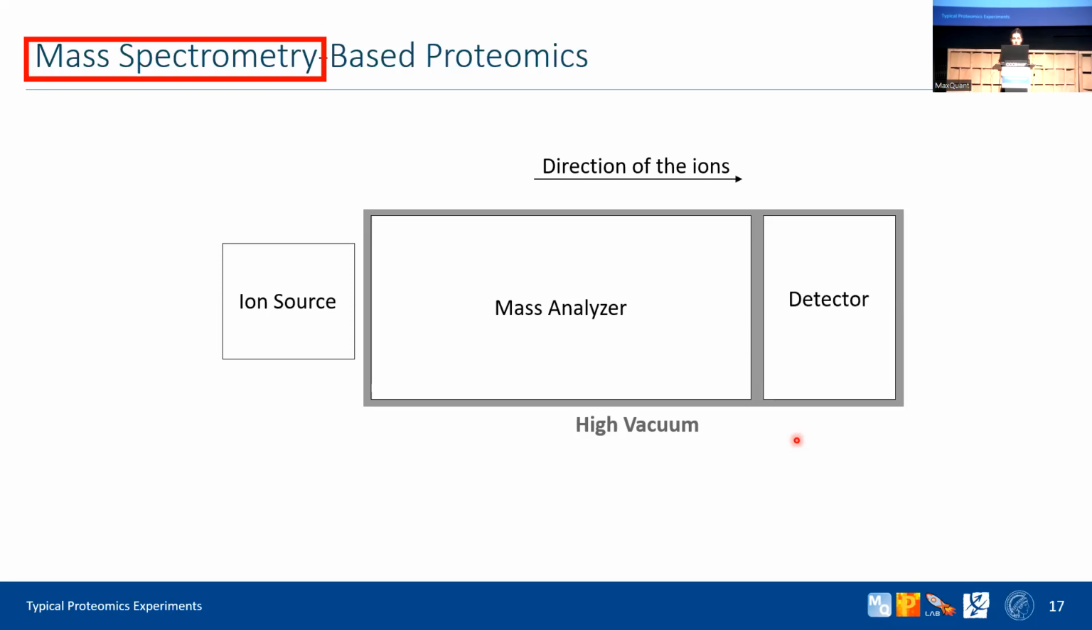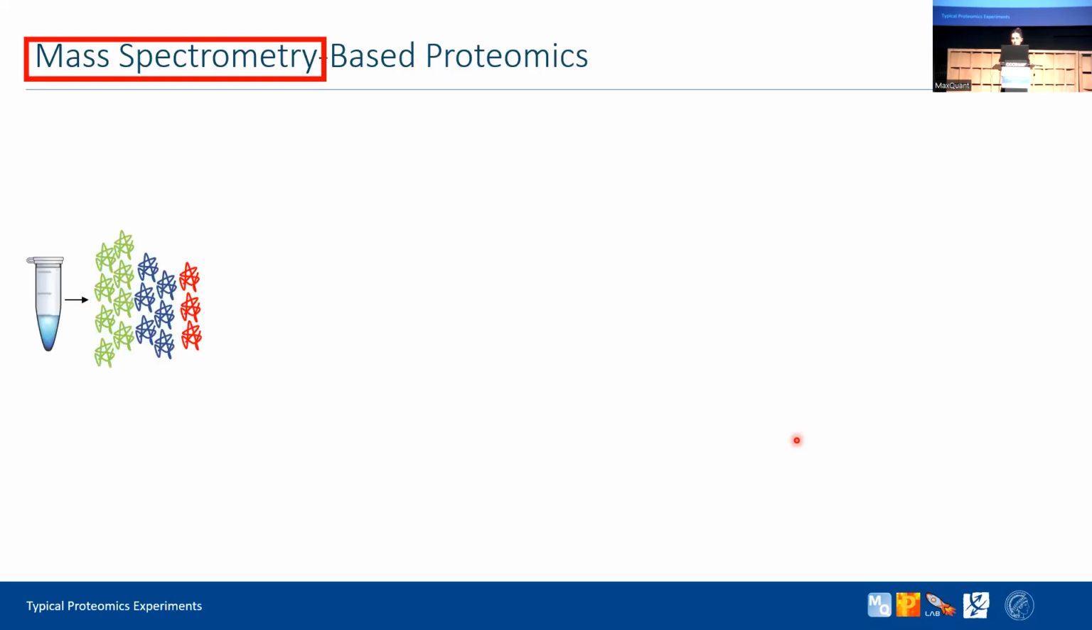So yeah, that's the mass spectrometer, more or less. Let's see again an example of a workflow. You have your sample, you have your analytes. Here you can see 3 different analytes that you have, the green, the blue, and the red. And then you put it in the mass spectrometer.